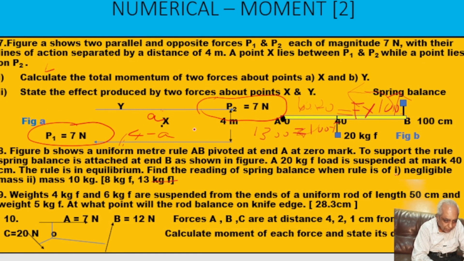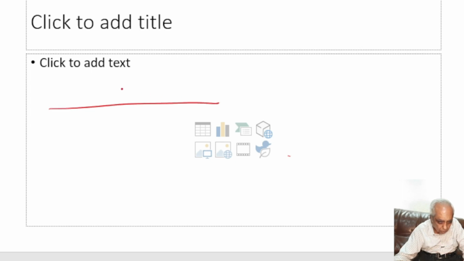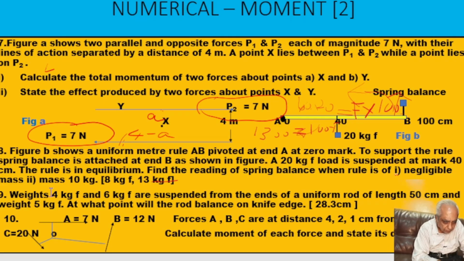Sum number 9 says, weights 4 kg and 6 kg are suspended from ends of a uniform rod of length 50 centimeter. So this is the rod of 50 centimeter length. And the rod's weight is 5 kg. At what point should we suspend the rod?